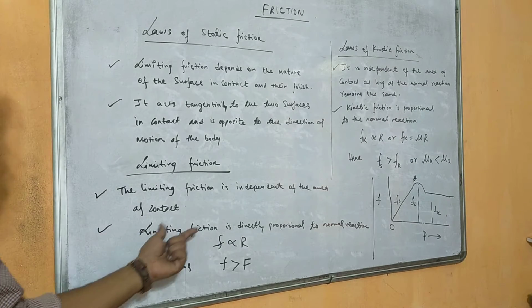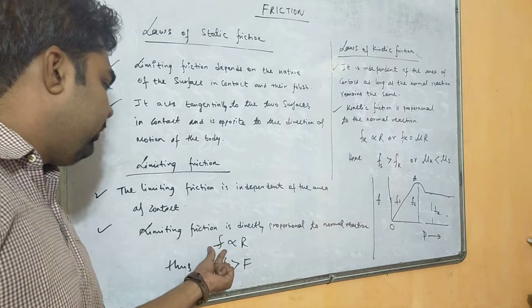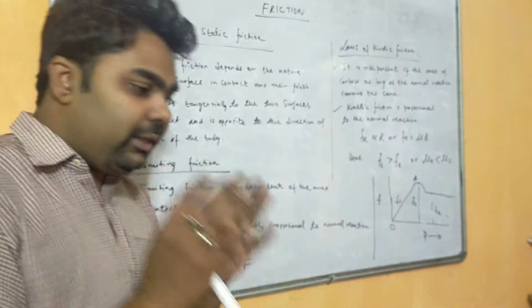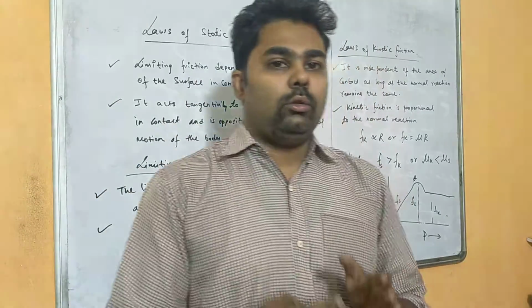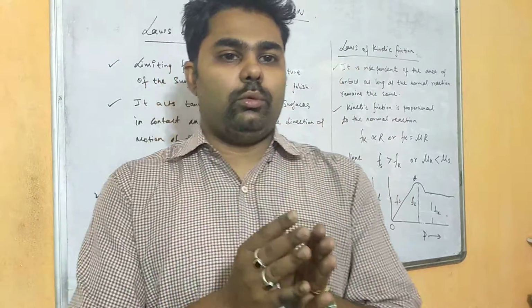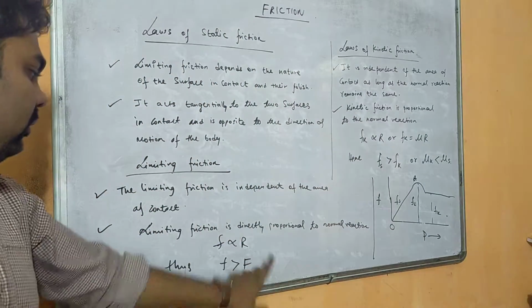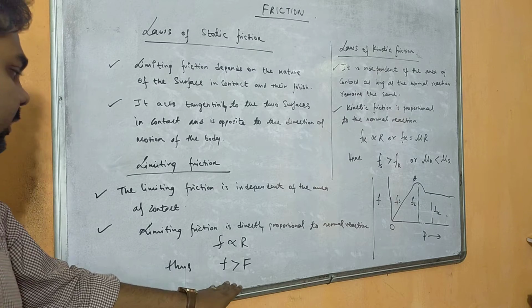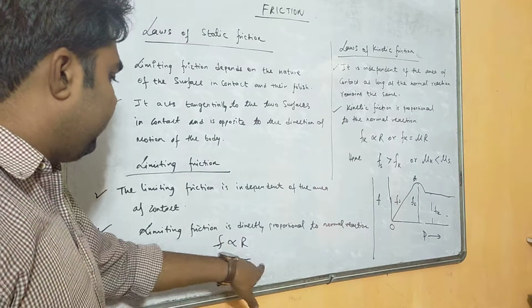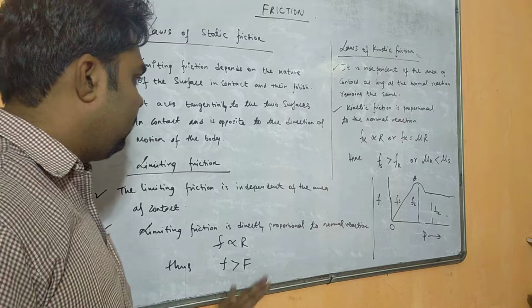Next, limiting friction is directly proportional to normal reaction, that is F is directly proportional to R. Now in this case, as the object is not moving, this force which is acting on the object is directly proportional to the normal reaction. So here it is seen that limiting friction is greater than the static friction.